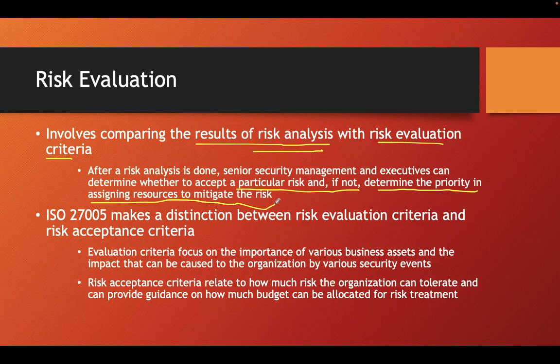Now the ISO, the International Organization for Standardization, 27005, makes a distinction between risk evaluation criteria and risk acceptance criteria. This ISO 27005 is a document that distinguishes between risk evaluation criteria and risk acceptance criteria. These documents are available for anyone, a graduate of this information, to use in implementing in your organization if you get this position in any organization. Now, the first one is the evaluation criteria. The evaluation criteria focus on what?